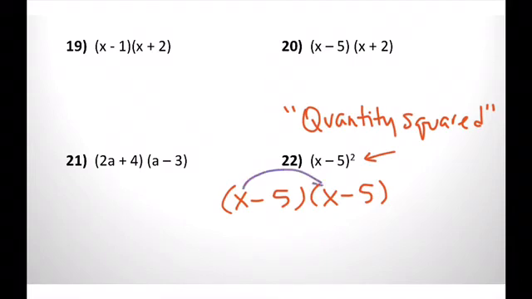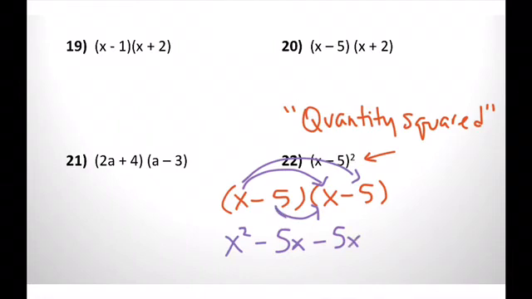So you're going to do x times x is x to the second power. X times negative 5 is minus 5x. Negative 5 times x is also minus 5x. And negative 5 times negative 5 is 25. So your answer is going to be x squared minus 10x plus 25.